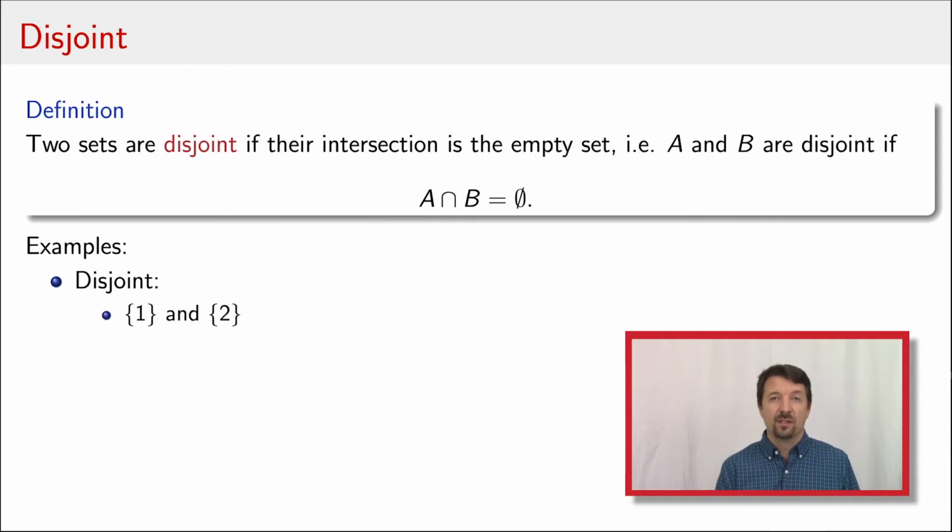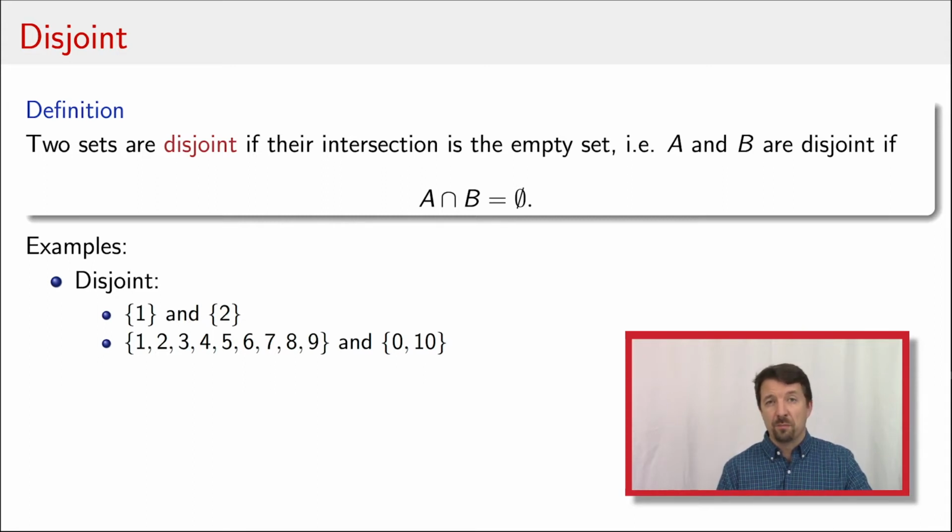that are not disjoint. So the sets here that just include the singletons 1 and 2. That is, the first set includes just the number 1, and the second set just the number 2. Those sets are disjoint because there are no elements in common between those two sets. The second example here has the sets of integers 1 through 9, and then the second set has the integers 0 and 10. And again, there's no elements in common between those two sets, and therefore these two sets are disjoint.